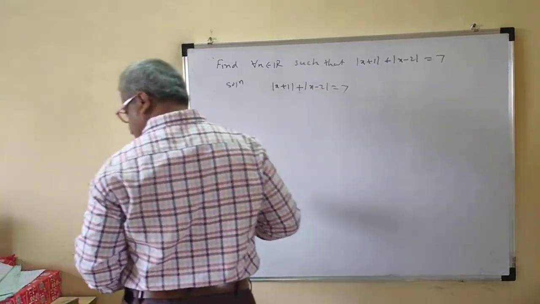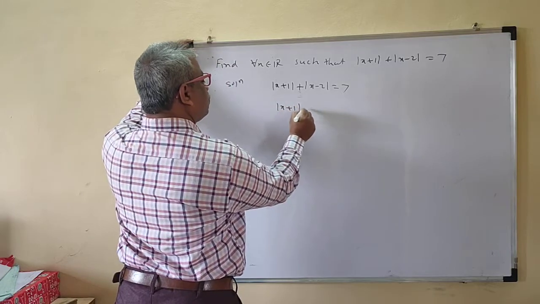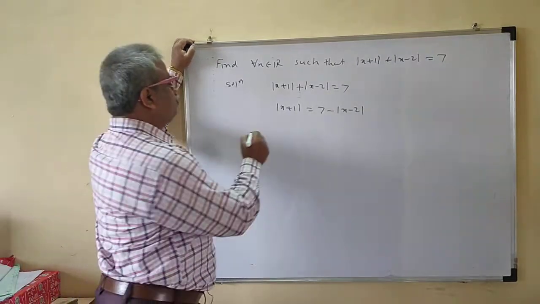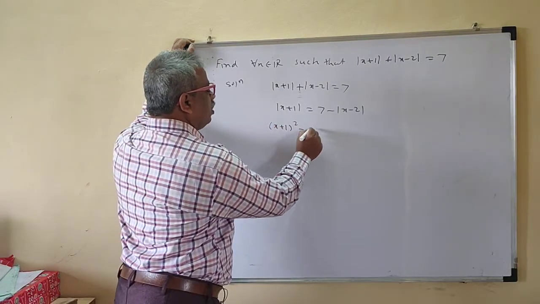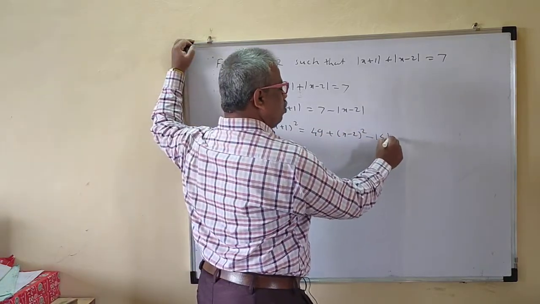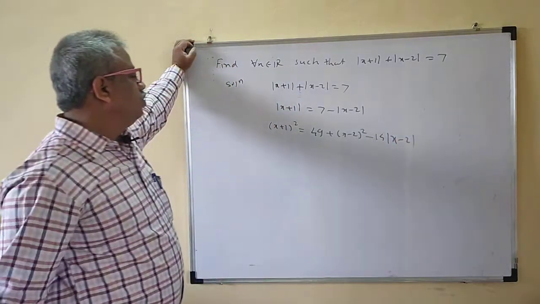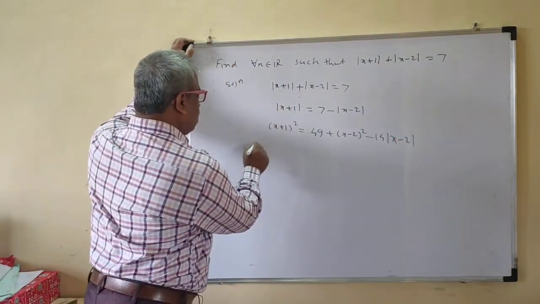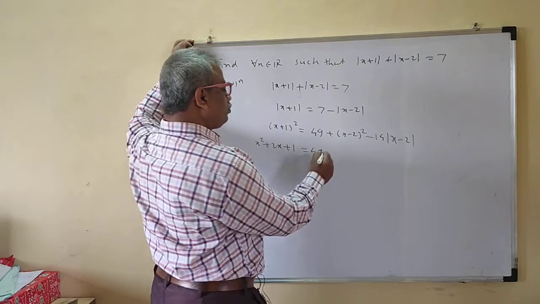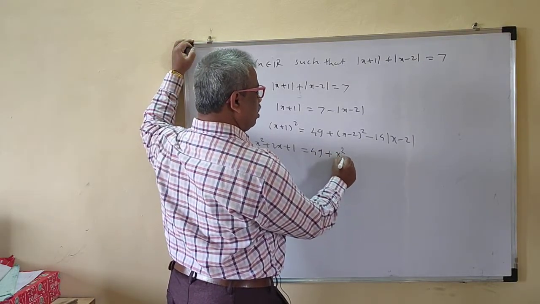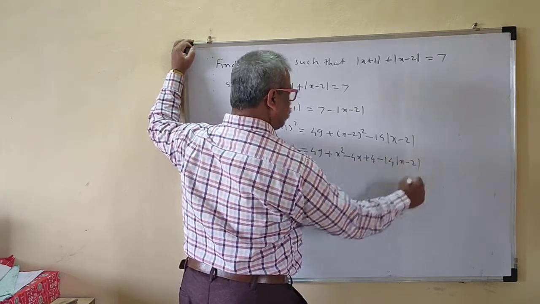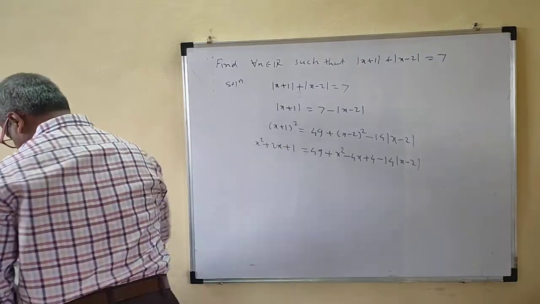So mod of x plus 1 plus mod of x minus 2 is equal to 7. So I can write this as mod of x plus 1 is equal to 7 minus mod of x minus 2. We'll take the square. So this is x plus 1 square is equal to 49 plus x minus 2 square minus 14 into mod of x minus 2. So this is x square plus 2x plus 1, equal to 49 plus x square minus 4x plus 4 minus 14 mod of x minus 2.